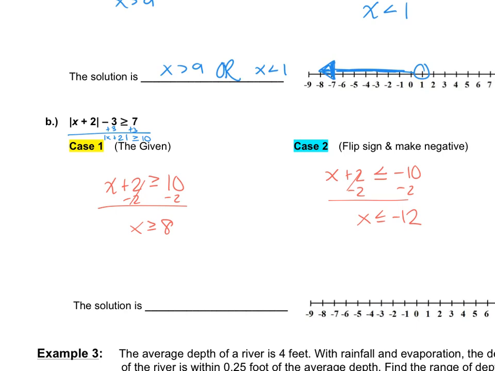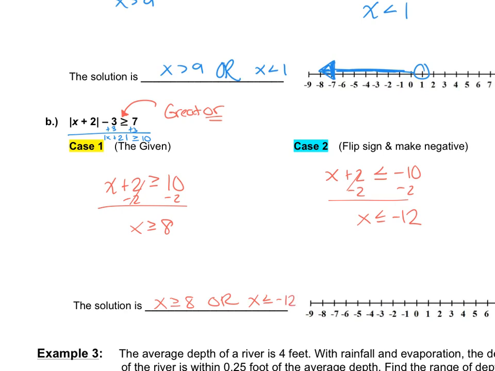And is this an and or an or? The way that we know that is we look at this original inequality symbol, and it was greater, so I know it's greater than, so it's going to be or. Okay, so x is greater than or equal to 8, or x is less than or equal to negative 12.